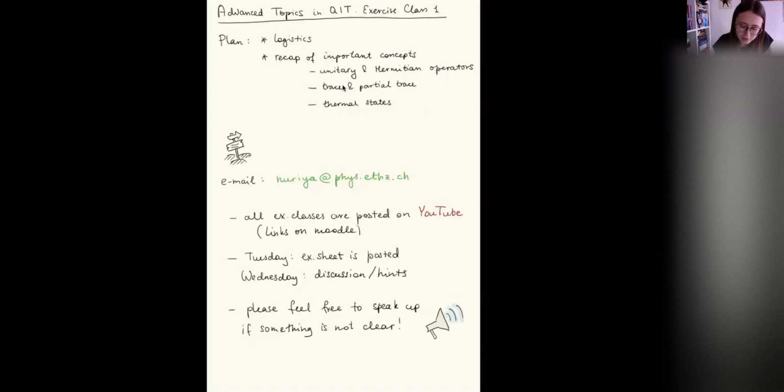Okay, and then after that we'll do a very short recap of some important concepts from quantum information theory, which will appear and will be useful to know before we dive further into this course.